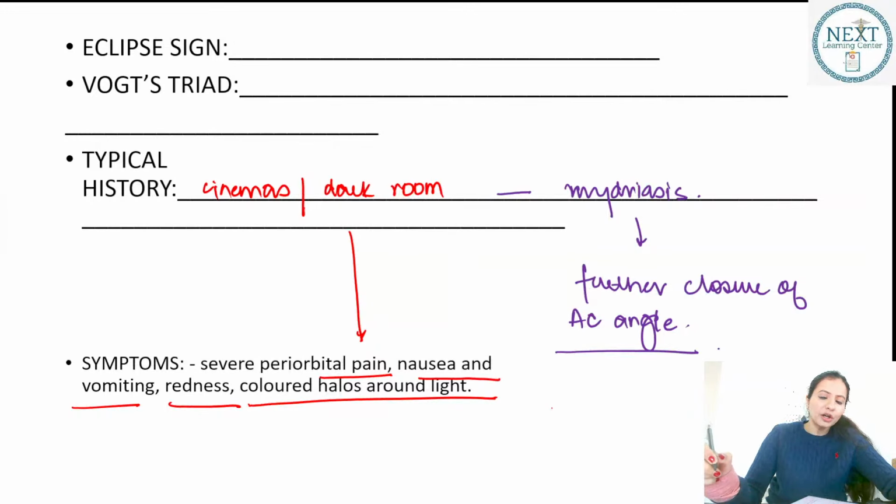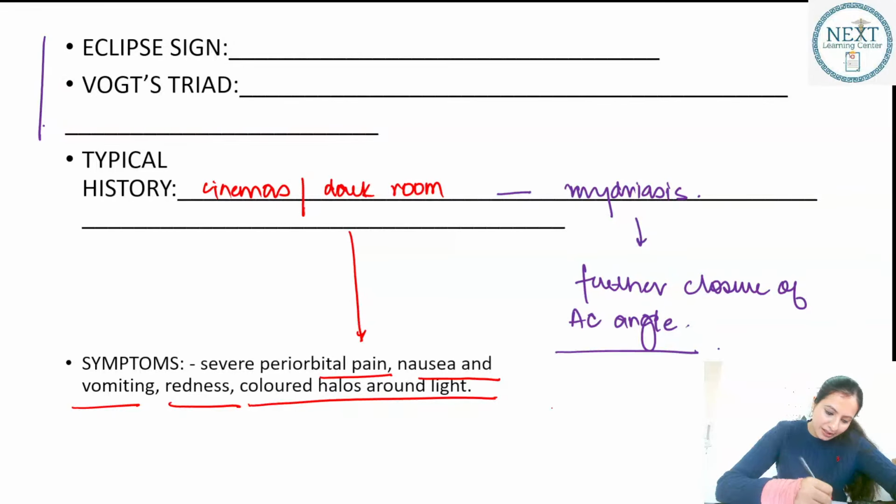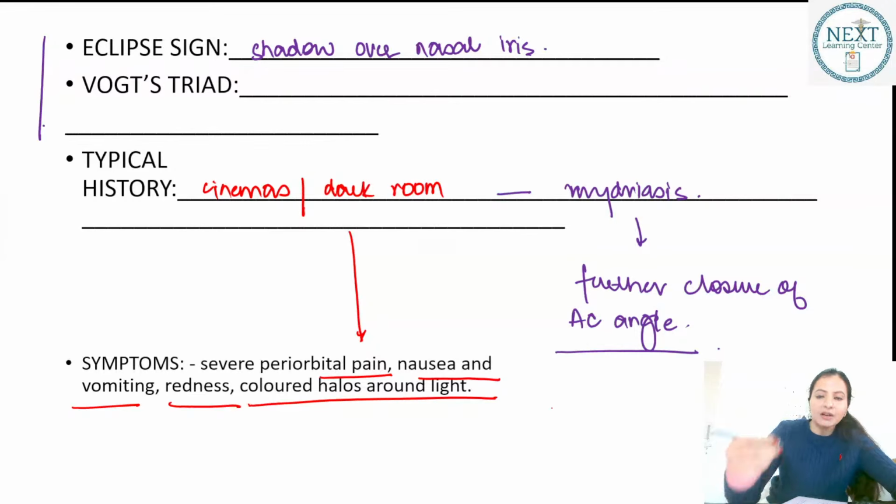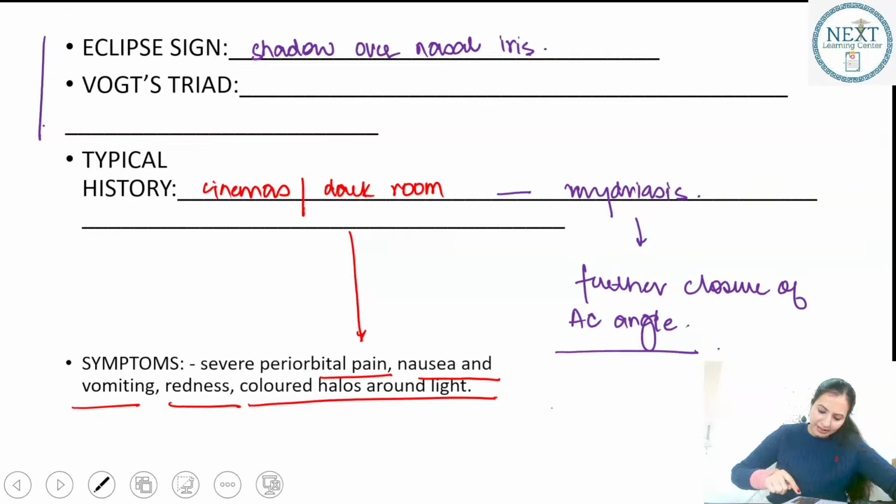Now moving on to two important signs. One is the eclipse sign. What is the eclipse sign? It is a shadow over the nasal iris. When you shine light from here, what will happen? Since the angle is shallow, there will be a shadow over the nasal iris.